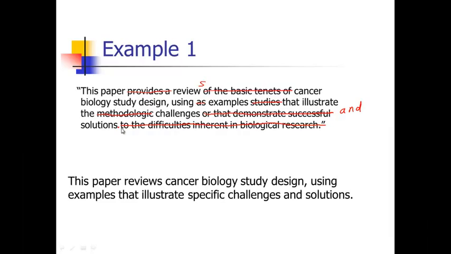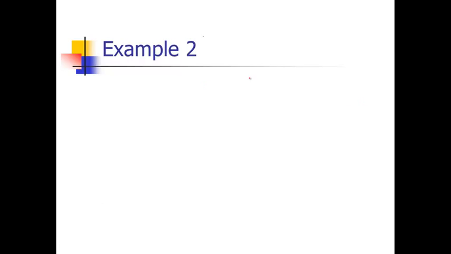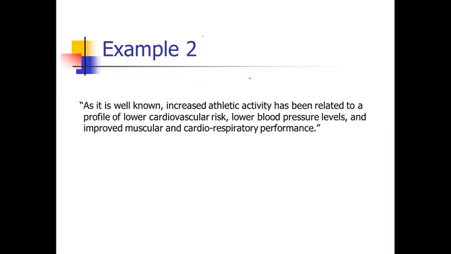Notice how we stripped that sentence of all the garbage. We get down to the meat of it, only the important words. So here's a second example that we can edit. This sentence reads, "As it is well known, increased athletic activity has been related to a profile of lower cardiovascular risk, lower blood pressure levels, and improved muscular and cardiorespiratory performance."